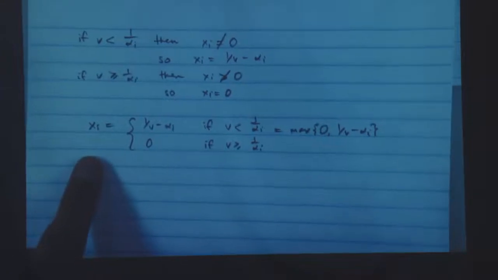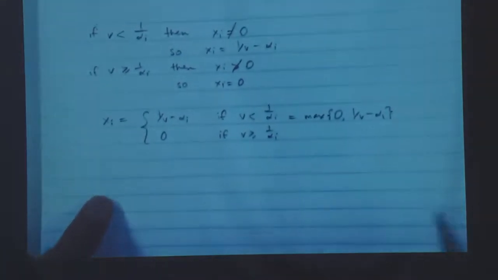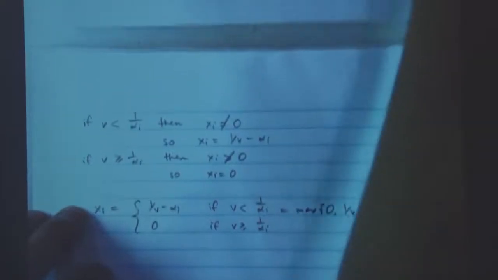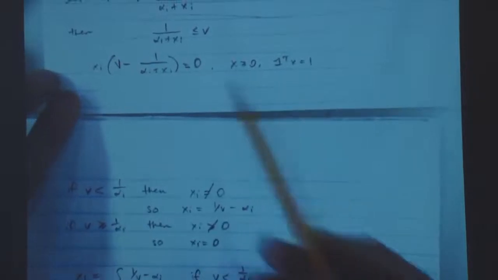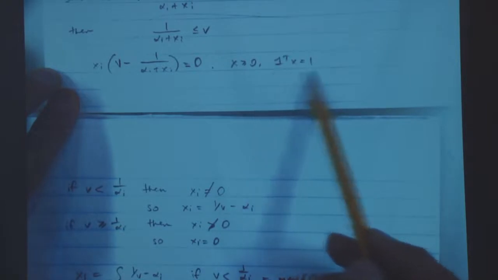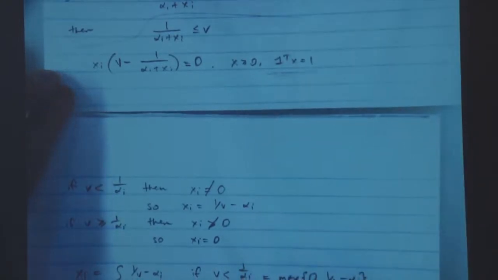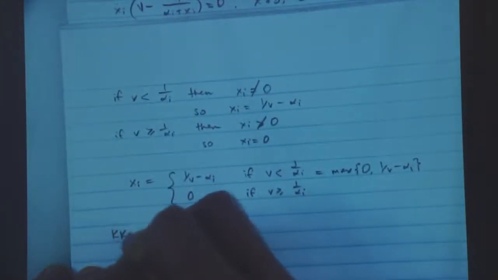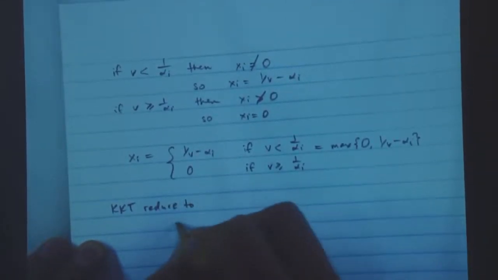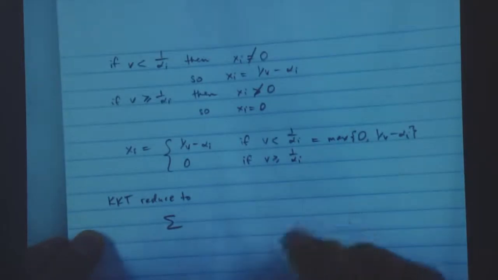Okay, so now the KKT condition is reduced entirely to just this single feasibility check: 1 transpose x has to be equal to 1. Because by our choice of x and v, these two are always satisfied. This one's always satisfied. All that's left to check the KKT conditions is to check that x sums to 1. So the KKT condition is reduced to the sum of xi being equal to 1, which I'll write like this.